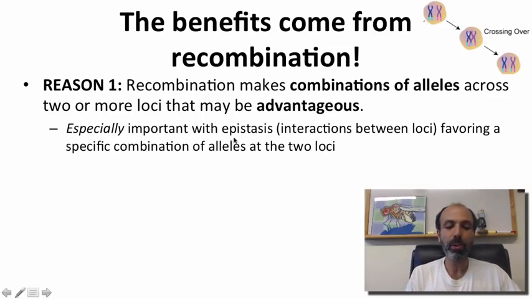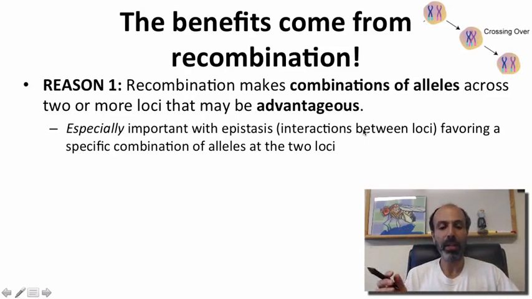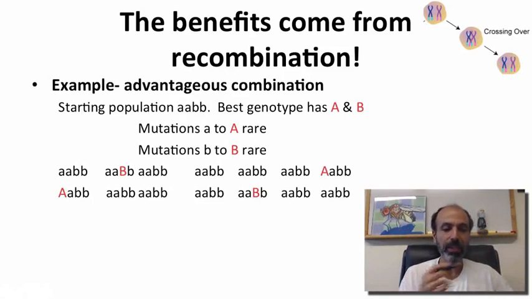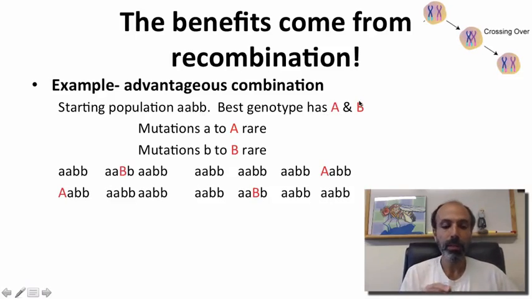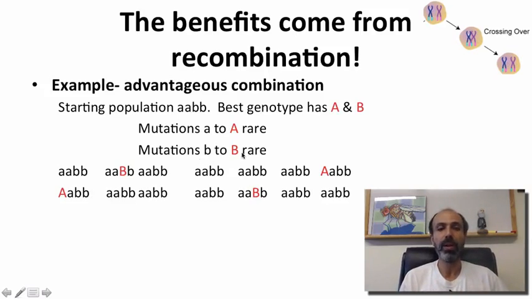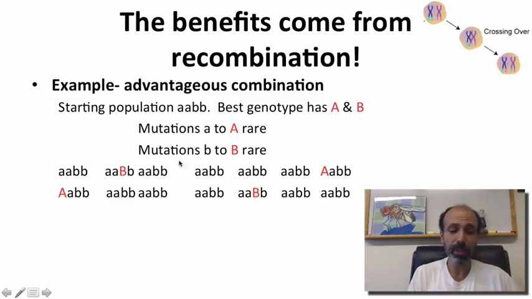Now, this is especially important when you have epistasis, or interactions between loci, that favor particular combinations. So let's use an example. Let's imagine, just as I was saying before, that you have a starting population where everybody's little a, little a, little b, little b. Your optimal genotype has a capital A and a capital B. But mutations from little a to big A are very rare, and mutations from little b to big B are very rare. So you have this population that are mostly little a, little b, and every now and then a mutation crops up. Well, there's a big A. That's good. That's still not the optimal. Well, there's a big B. That's good. That's still not the optimal. There's a big B. There's a big A.